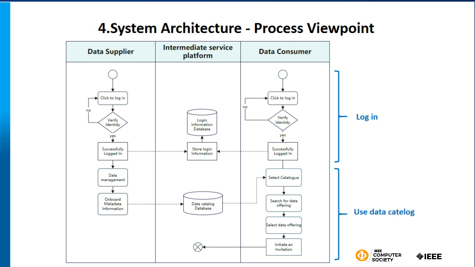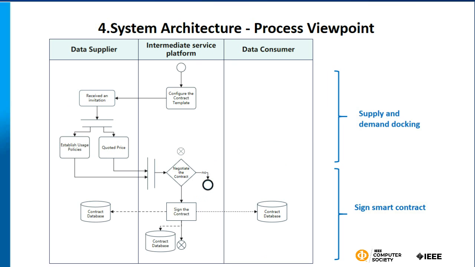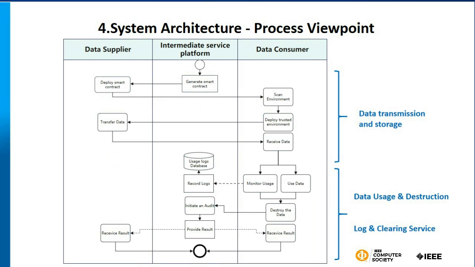According to the activity analysis of the use cases and business viewpoints, we also have a first version of the process viewpoint, which includes first a login. As I introduced, it's like identity authentication. And we will generate the data catalog, and we'll also help the data consumer to search for the right data. And then there will be supplier and demand docking. After such supply and demand services, they will sign the smart contract with data usage control policies. And then it goes to the data transmission and storage.